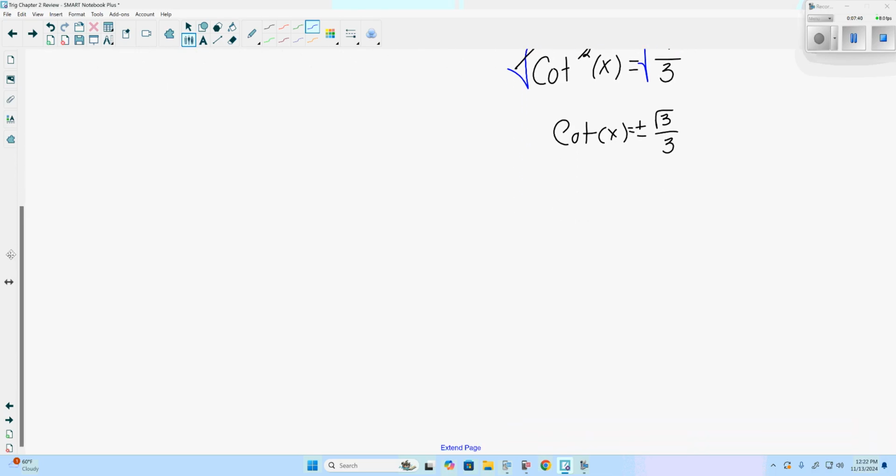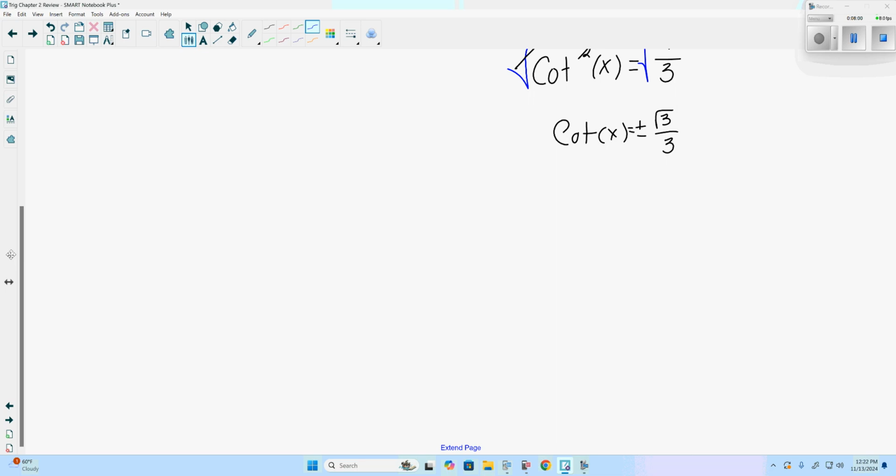Which is telling us that cotangent is equal to plus or minus the square root of 3 over 3. Now, cotangent we do not have specifically written out on the unit circle. We could go about finding it since cotangent is x over y, so we'd take the x value of each point and divide it by y.